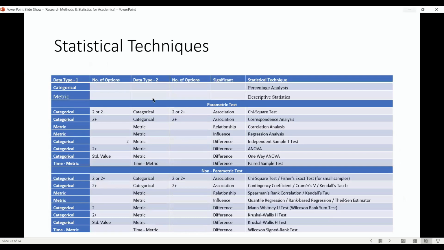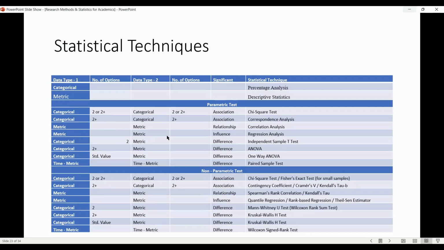So this kind of thing is called a paired sample t-test. So this is the chart. These are all the statistical analyses. If you look at this chart, this is what the entire statistics is all about. If you are only going to analyze a particular categorical data, you have to do only percentage analysis. If it is a metric data, you have to do descriptive statistics. And if both the data are categorical, and both have only two options, you need to do association test using chi-square statistics. If both the data have 2 plus options, you need to do correspondence analysis.